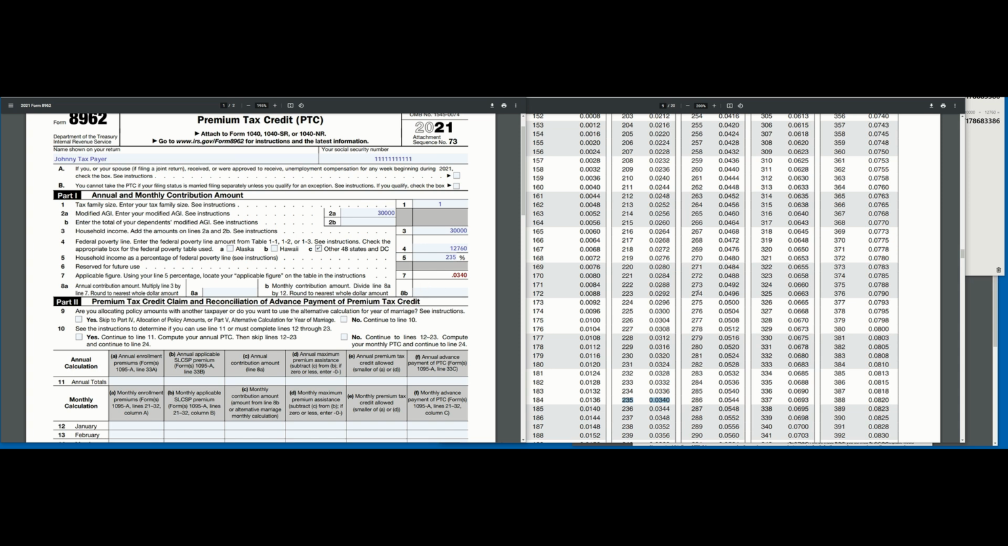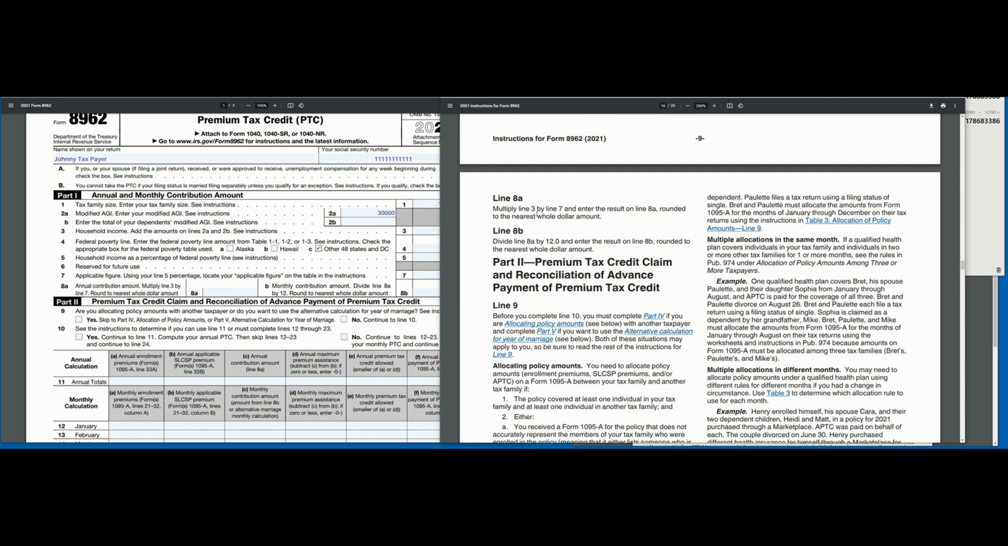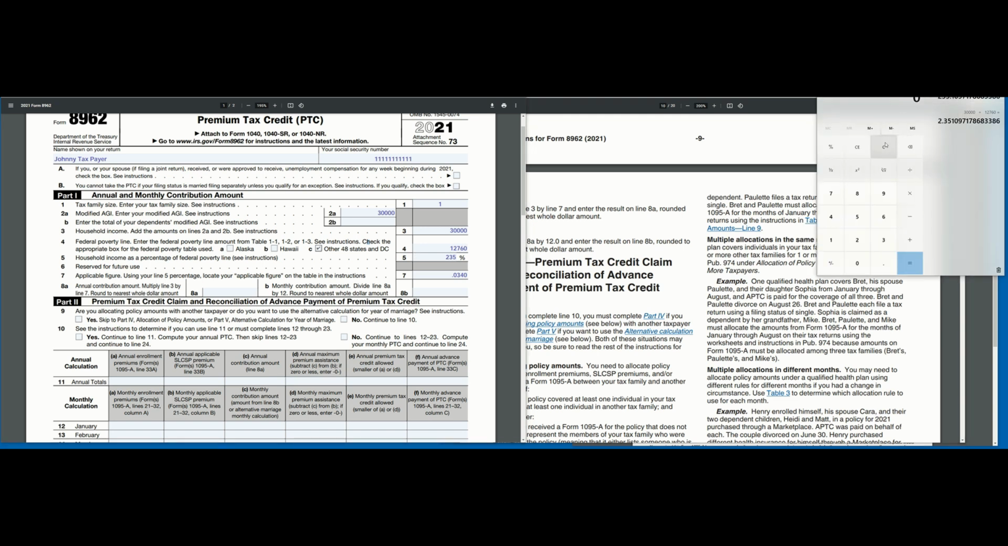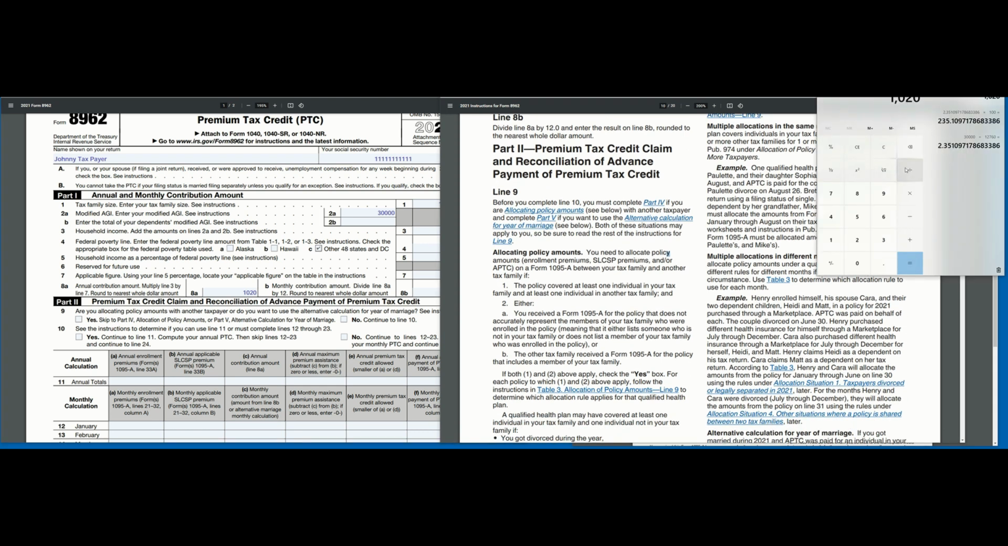And then for line 8A, let's see here. I need to multiply line number 3, so that $30,000, by line number 7, which is the 0.0340. So that is $30,000 times 0.0340, and that gives me $1,020, which is presumably the amount of APTC or PTC that I should have received throughout the year. Then it asks me to divide 8A, that $1,020, by 12 to give me a monthly amount, which is $85.